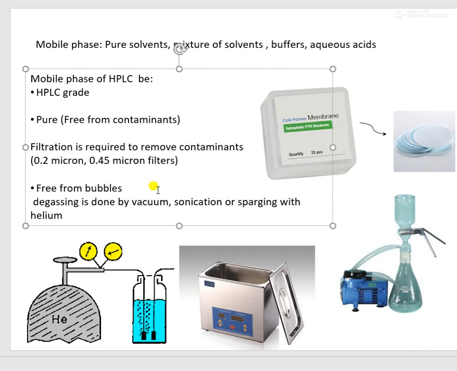Now, why there shouldn't be any bubble entering your HPLC either through mobile phase or through sample? Because what will happen if a bubble has entered your system? If it is at pump level, mixing of two solvents will be hampered, and if it is going into the column, it may disturb the column packing. If it is going to the detector, your baseline will not be steady.